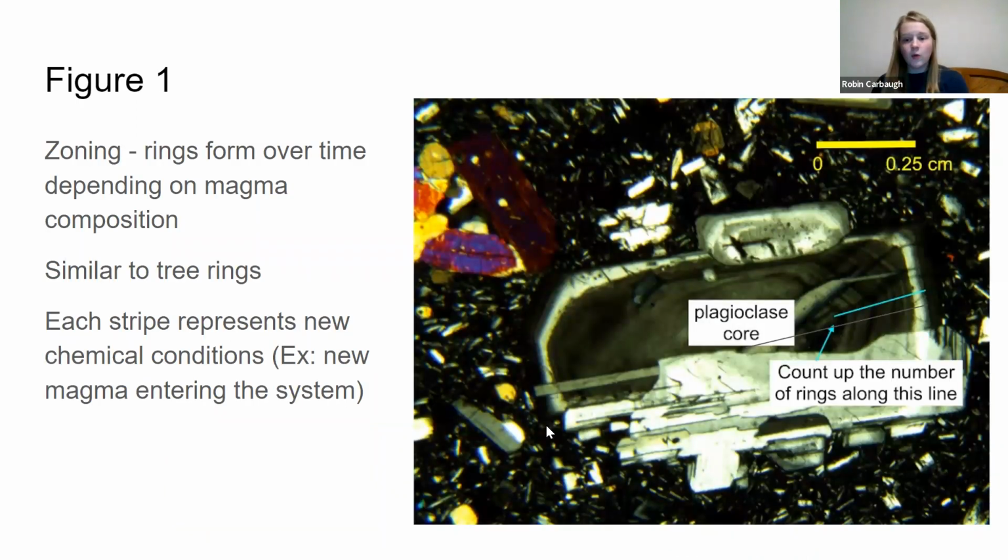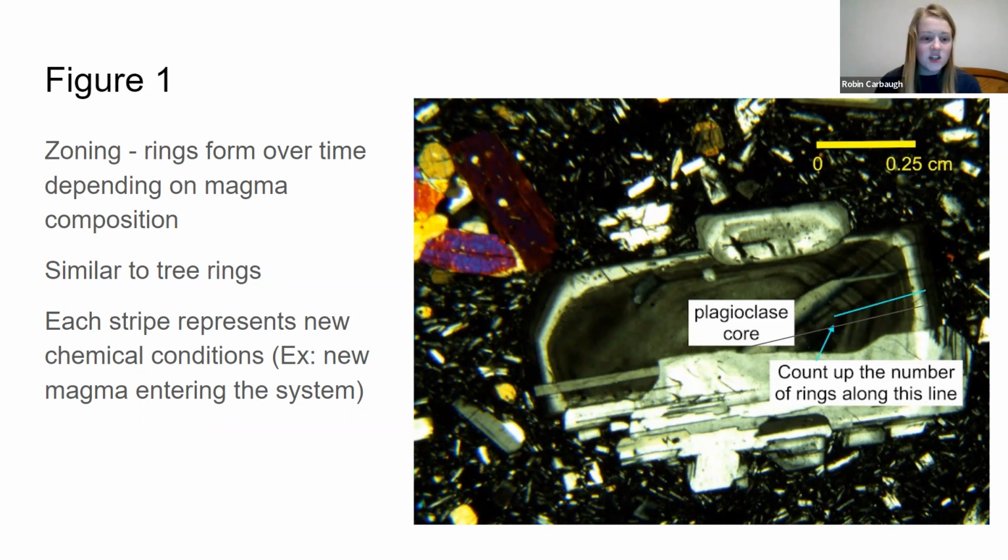Okay, so figure 1 is looking at a plagioclase crystal, which is really common in igneous rocks. And we're looking at zoning, which is when these rings form, which is really common to tree rings. And they form depending on the composition of magma. So similar to tree rings, depending on your environment, different rings will form. If you have a really rainy season, you'll have really big rings that you can see really well. And if it's a drier season, not so much. Kind of the same deal, just depending on your chemical conditions, your rings might be really easy to see or not so easy to see.